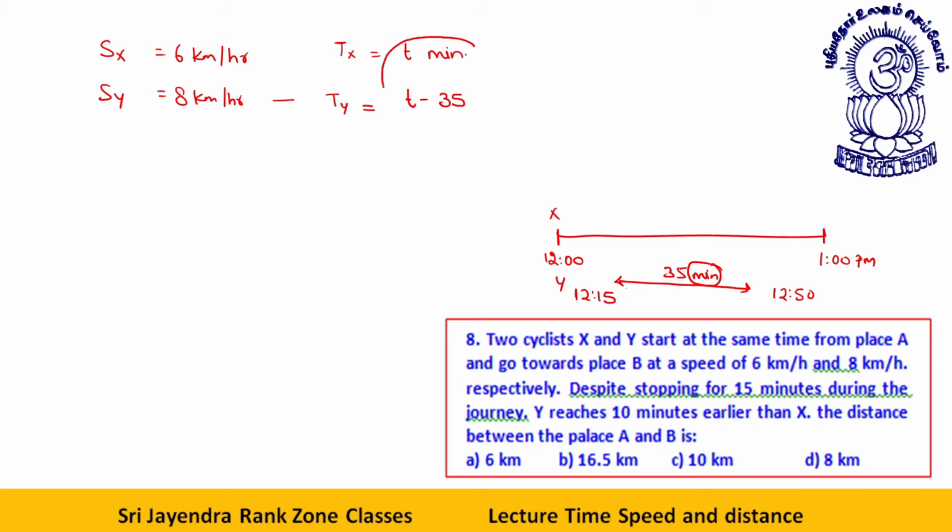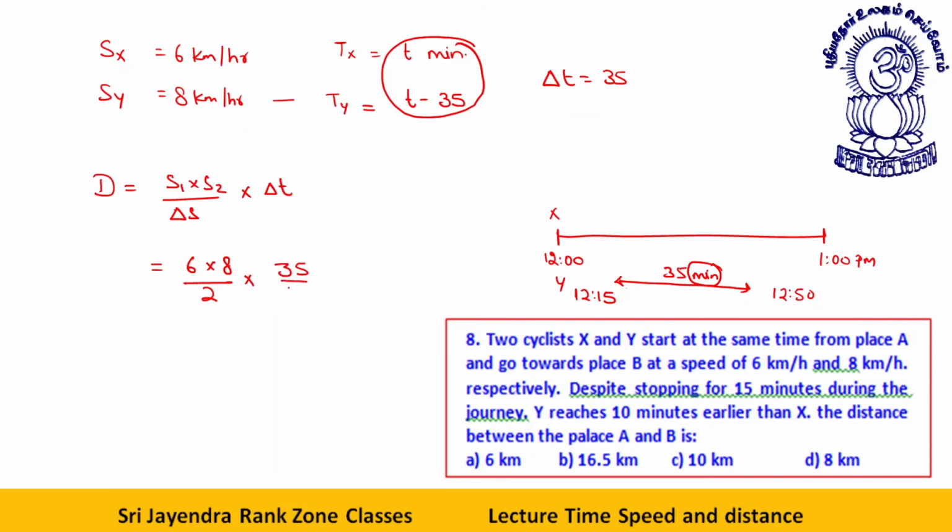What is the change in time, dear students? What is delta T? The difference between the times is 35 minutes. We have to find the distance. As I told you, the formula for distance is speed 1 into speed 2 upon difference of speeds, into difference of times. Speed 1 is 6, speed 2 is 8. The difference of the two speeds is 2. The time difference is 35 minutes or 35 by 60 hour.